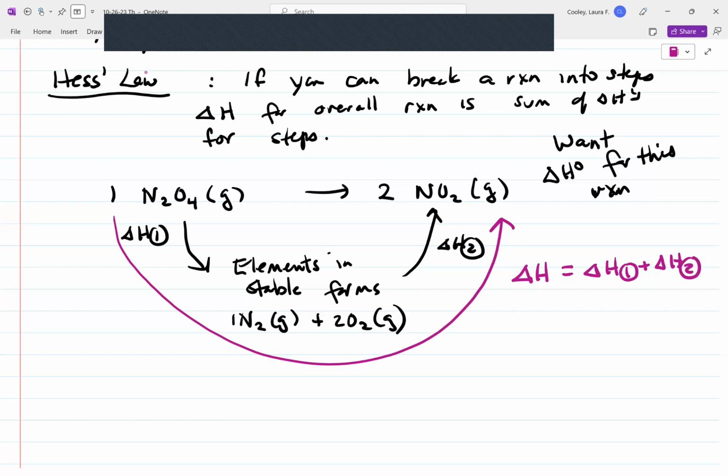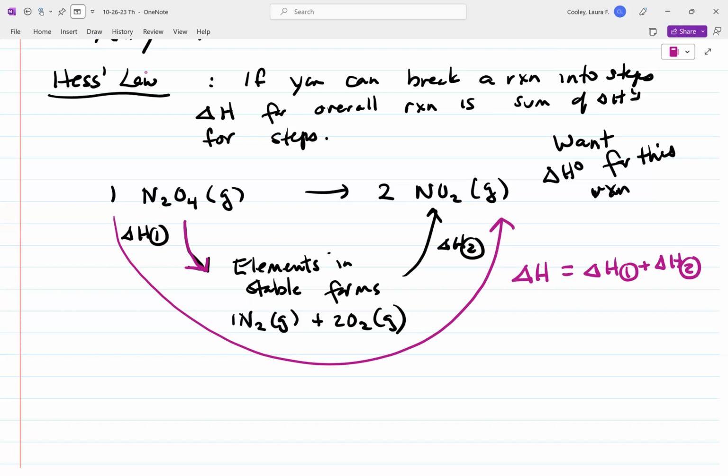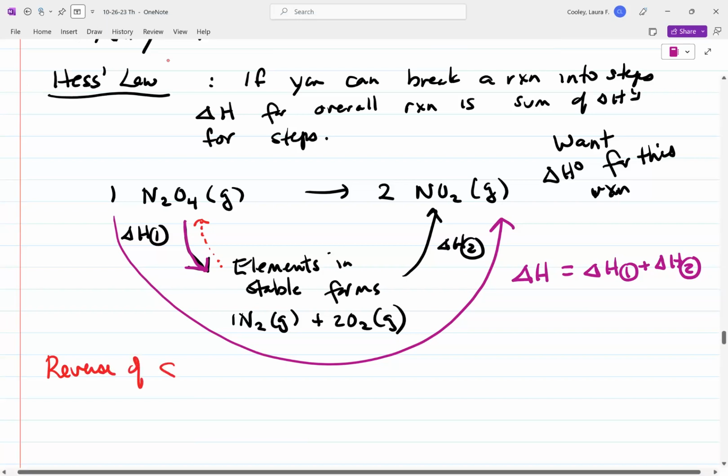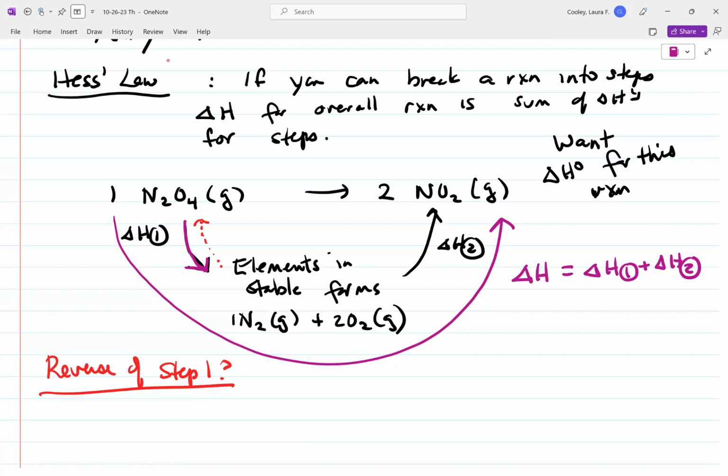Now let's look at this one, this step right here. That's taking N2O4 and forming the elements in their stable form from N2O4. Now, think about it. What is the reverse of that reaction? The reverse of that first step. It's taking the elements in their stable form and forming 1 mole of N2O4. What is that called? That is the delta HF0 of N2O4, right?